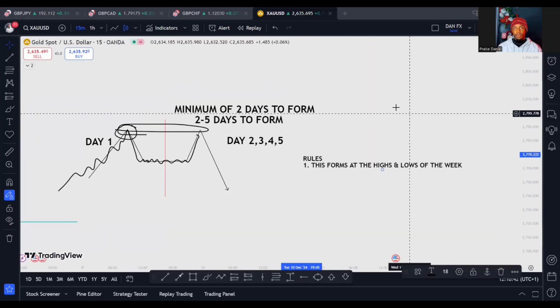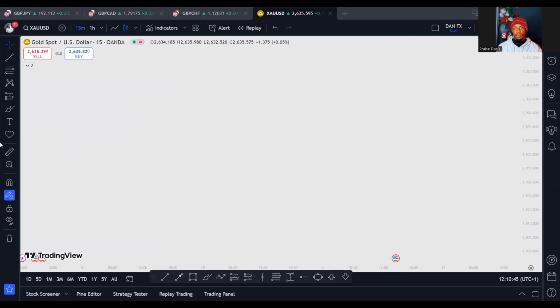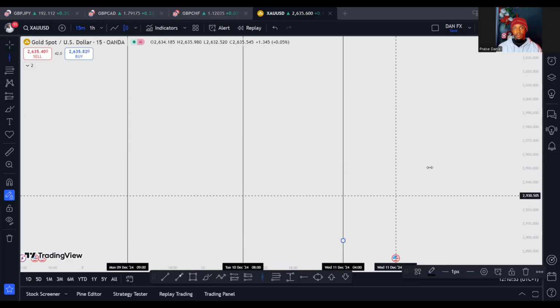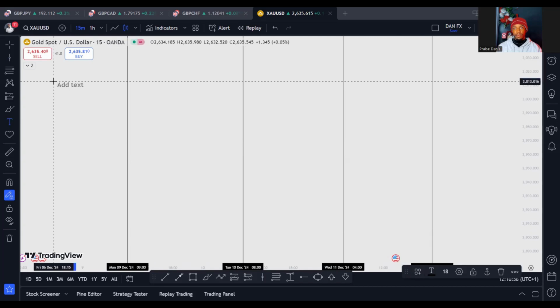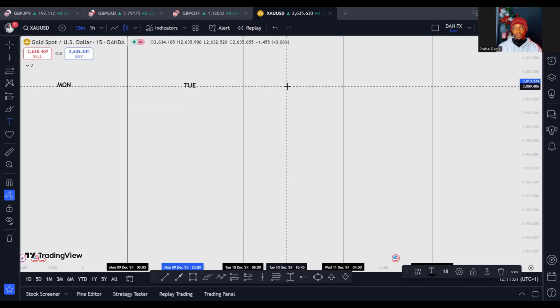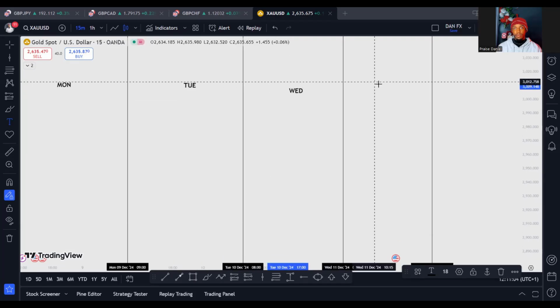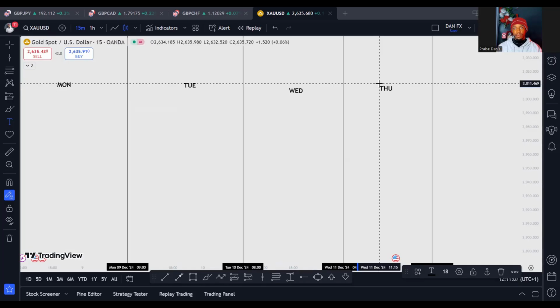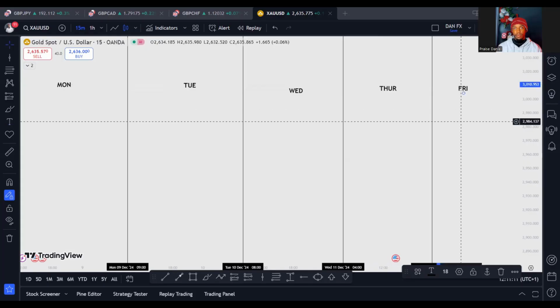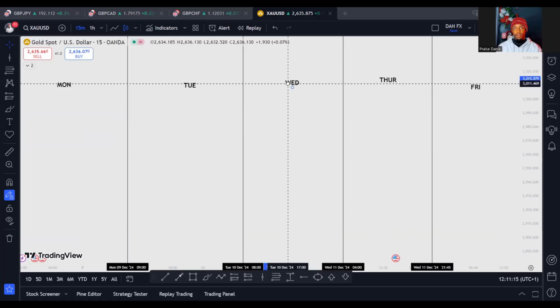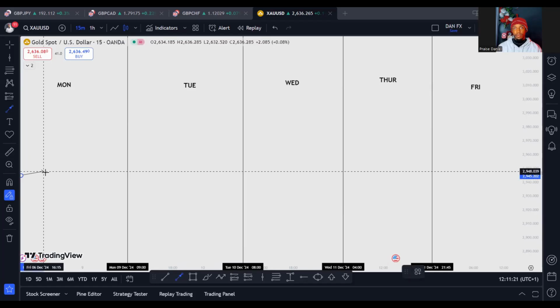Now, the structure of the pattern when it comes to understanding how the week forms is, let's say we have Monday all the way to Friday. So let's say we have a line here, line here, line here, line here. So let's say this is Monday, this is Tuesday, Wednesday, Thursday, and Friday. So we have a 5-day trading week, right? Monday to Friday. What's going to happen is on Monday, initially, let's say price is here.